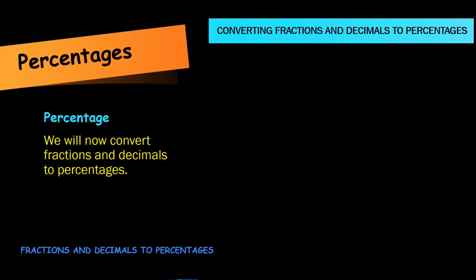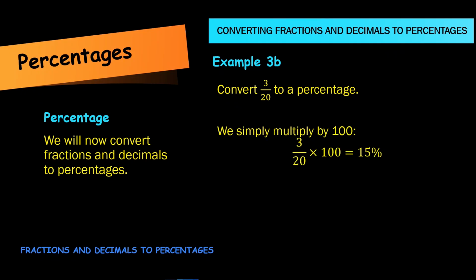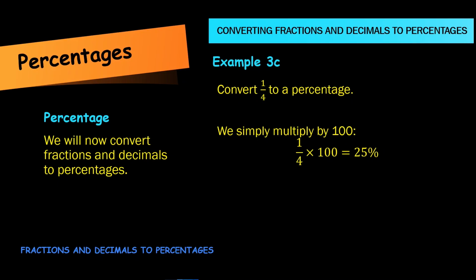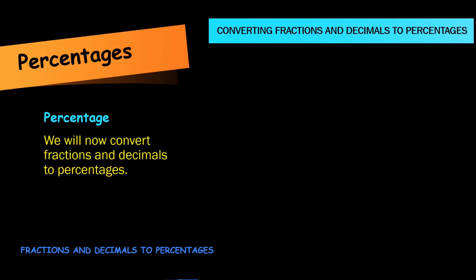And now for another example. To convert 3 out of 20 to a percentage, simply multiply the fraction by 100 to give 15%. And another example. To convert 1 out of 4 to a percentage, simply multiply the fraction by 100 to give 25%.